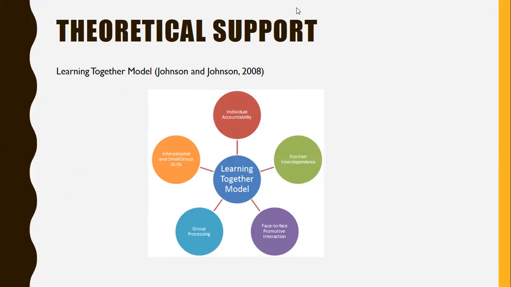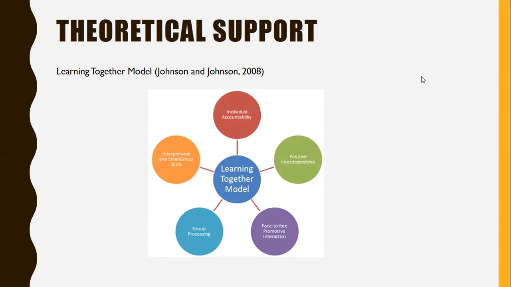Before continuing with the presentation, do you know something about these principles, or what do you understand about individual accountability, interpersonal and small group skills, positive interdependence, face-to-face promotive interaction, and group processing? Do you want to talk about them or just one of them? You can.